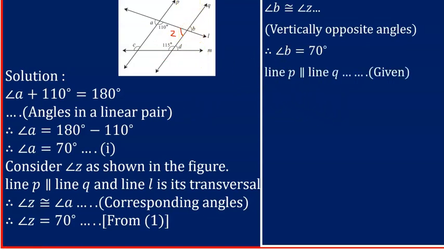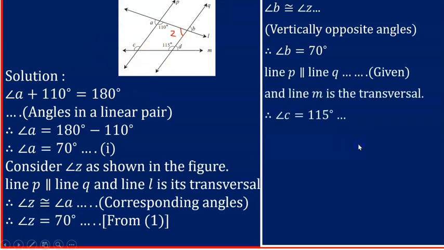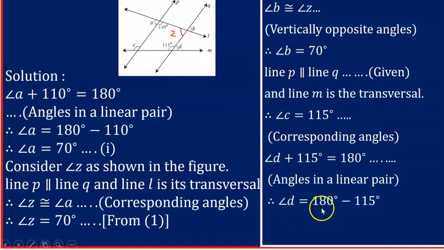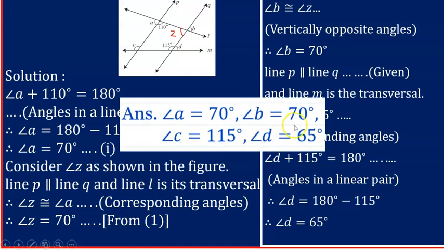Now next, line P is parallel to line Q, and M is their transversal. The measure of angle C is equal to 115, as they are corresponding angles. Next, angle D plus 115 is equal to 180, as a linear pair. Therefore, angle D is equal to 180 degrees minus 115 degrees, and hence D is equal to 65 degrees. And hence we have calculated all the angles A, B, C, D, and these are their measures.